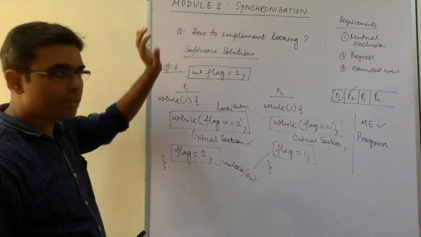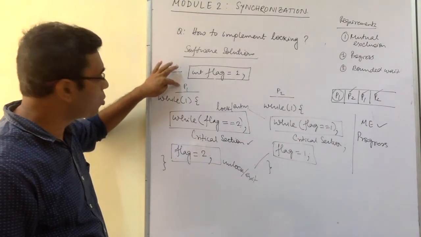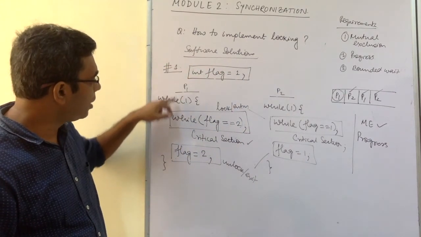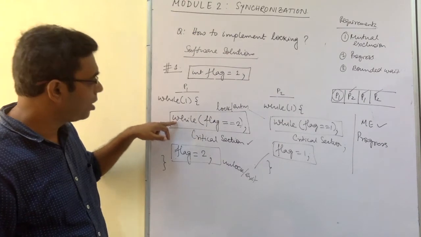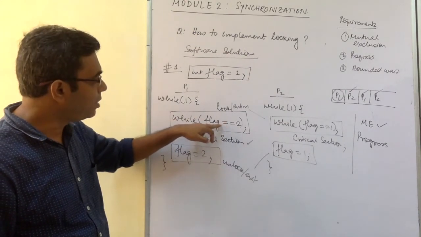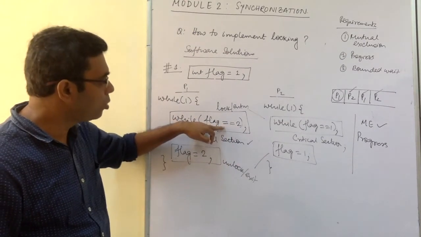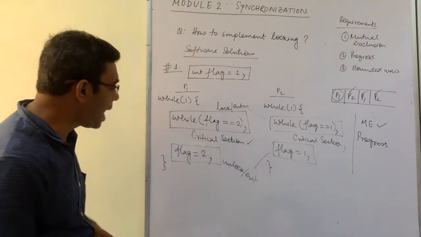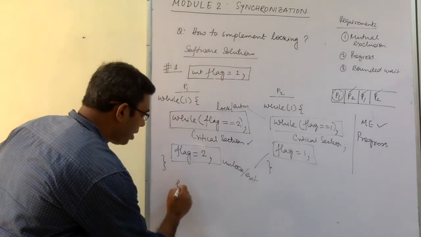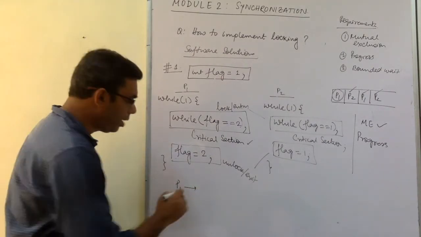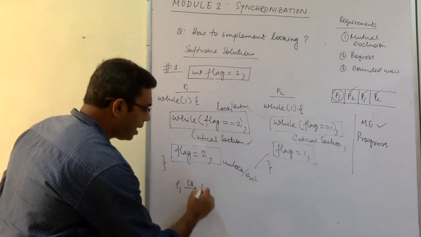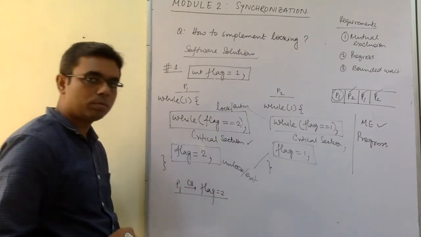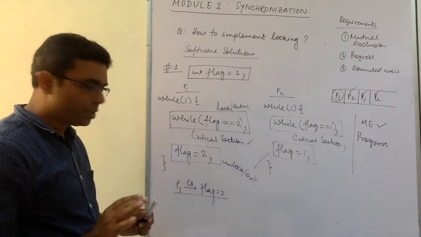Suppose we start off with a situation where P1 wants to enter the critical section and flag equals 1. P1 enters the entry section, checks the value of flag, finds that flag is not equal to 2, so it falls through, enters the critical section, and goes through it. While coming out in the unlock section, it makes flag equal to 2. So this is the condition declaration.